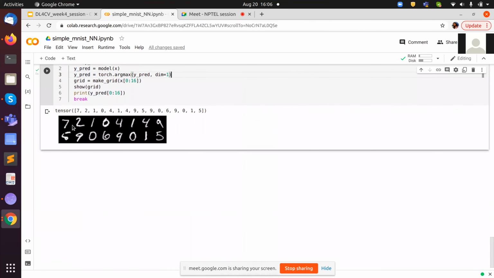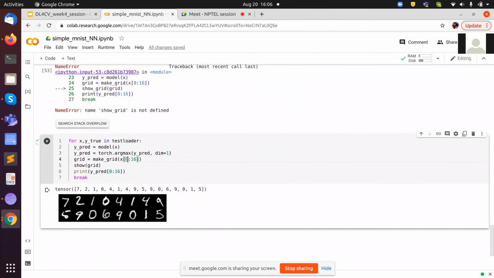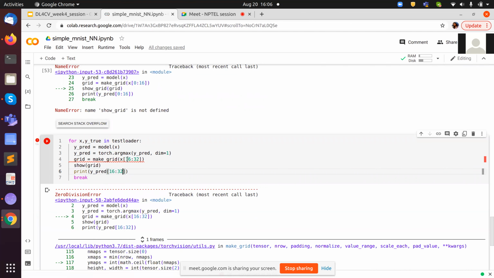So you can see, right? Most of them are classified 7, 2, 1, 0, 4, 1, 4, 9, 5, 9, 0, 6, 9, 0, 1, 5. I think it classified perfectly. Here you can look at other sets, so you can see some misclassifications. This looks too good, but it makes sense, right? It is 97% accurate, so most of the classes will be correct. Maybe we can predict the classes for images for which it is not doing right.